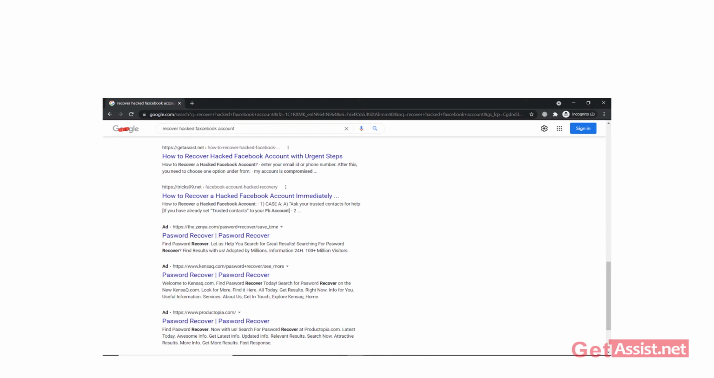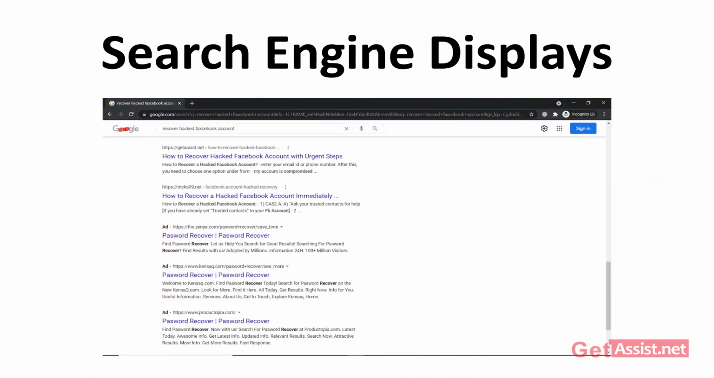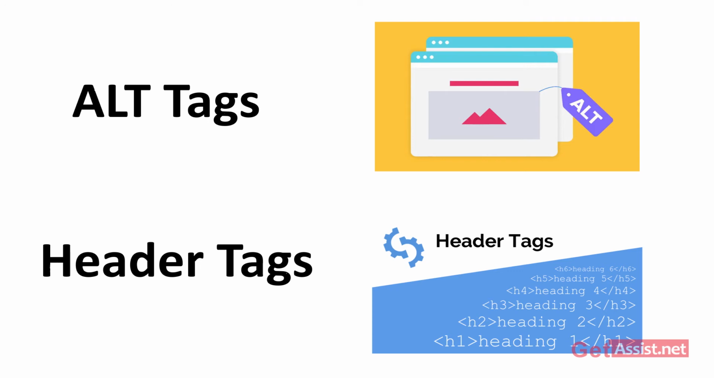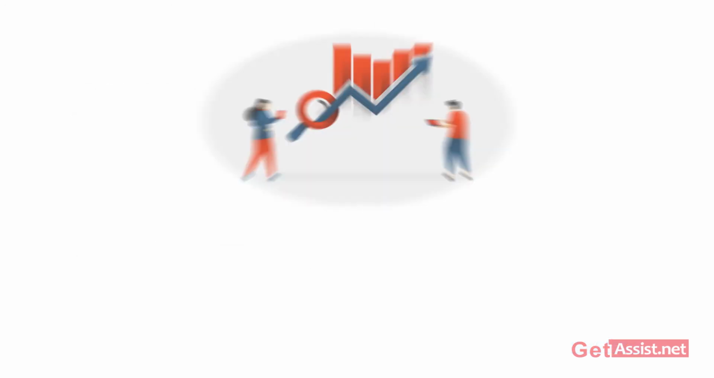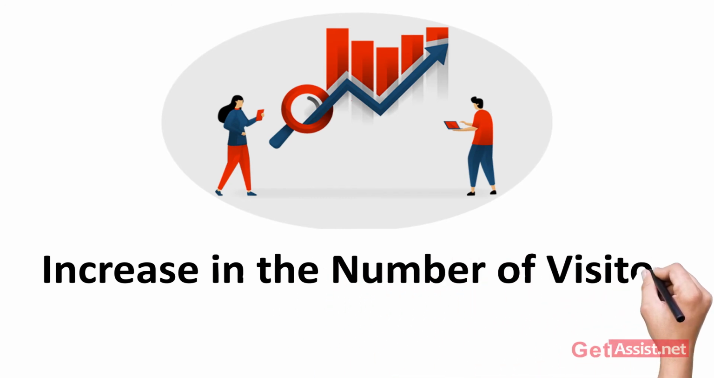Next, you have to work on meta content that search engine displays when your post will appear in search results. You have to optimize meta tags, alt tags, header tags, and this will sum up the on-page aspect of SEO. After completing this, you will definitely see an increase in the number of visitors coming to your blog.